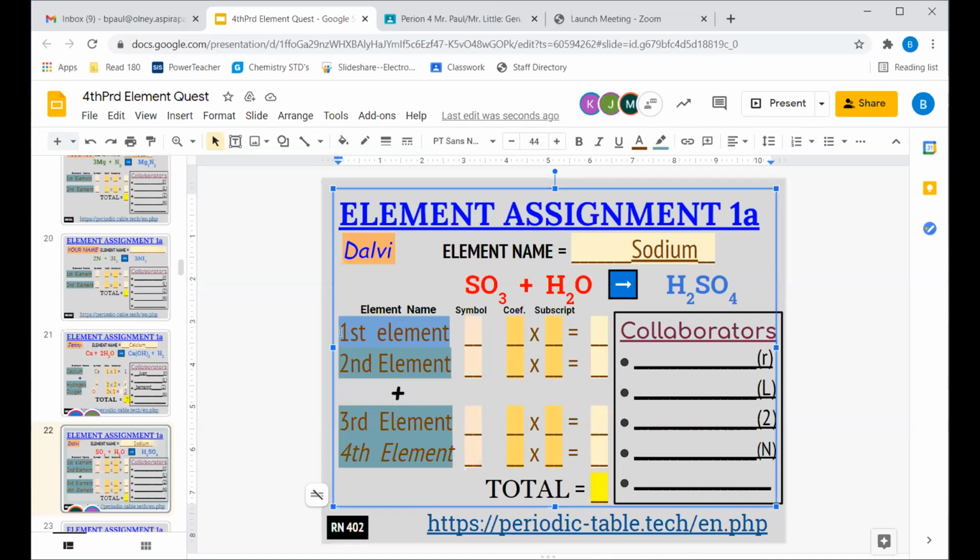Okay, somebody who's a naysayer, if you think that's not right, say, hey, I don't think that's right. Okay, how can you check it? Look at the periodic table at the bottom of the screen. Looking at the periodic table. Mr. Paul, you think we could go to the periodic table? It's sulfur.